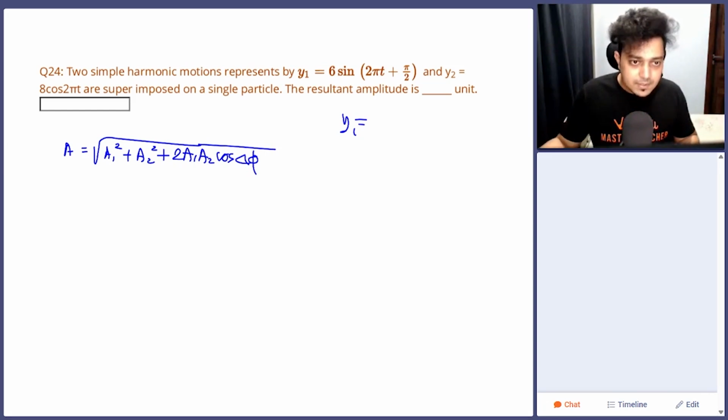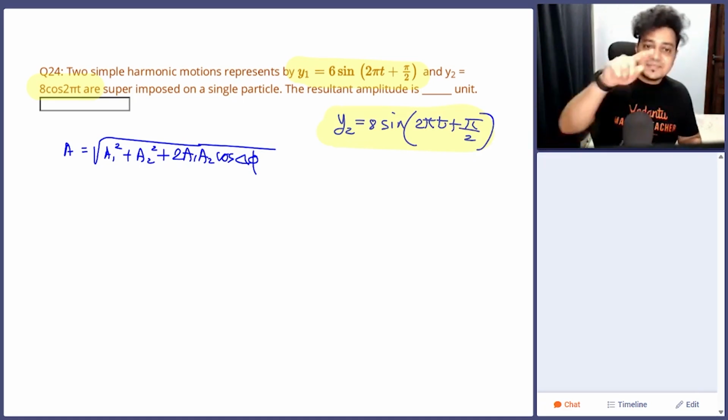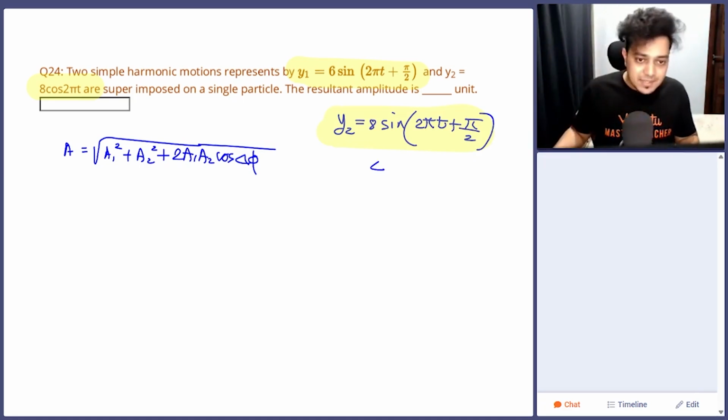First, we don't have to rearrange this, or it's fine if you do it. We can keep this as sine and convert this cos into sine. So y2 can be written as 8 sine of 2 pi t plus pi by 2. Sine of 90 plus theta is cos theta. So notice now, this is the second equation. What is the phase difference between them? Phase difference is 0. So delta phi is equal to 0.